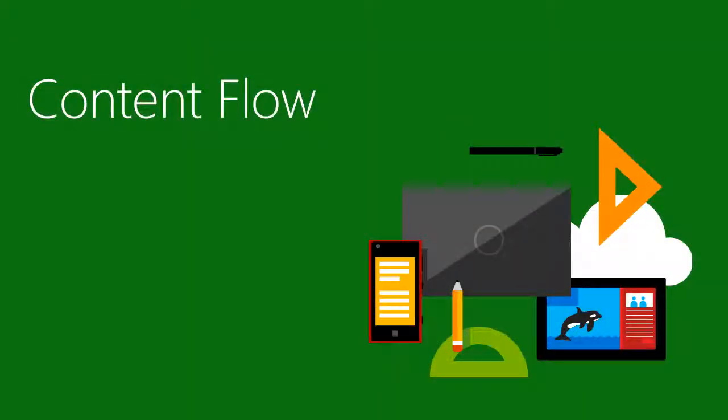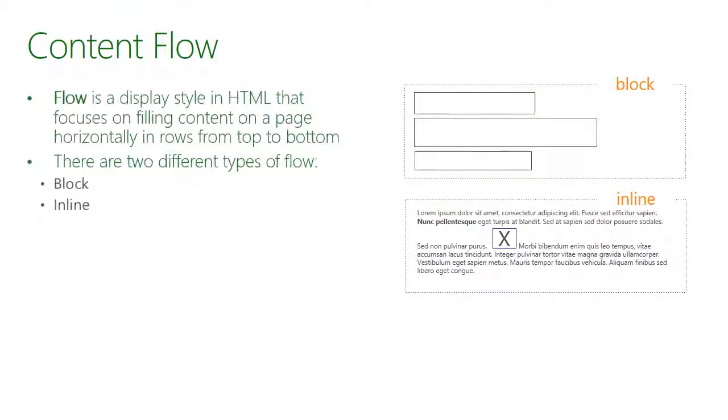Next up, we're going to be looking at content flow. Flow is a display style in HTML that focuses on filling content on a page horizontally in rows from top to bottom. You can see an example of block flow on the right hand side and underneath, inline.